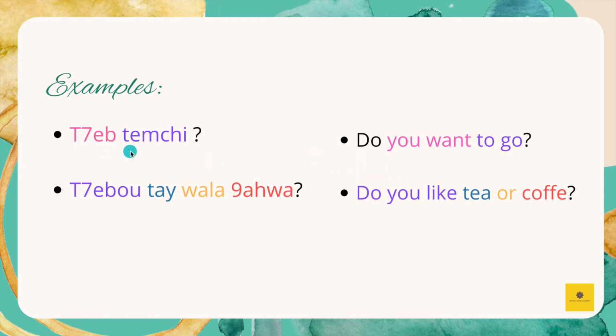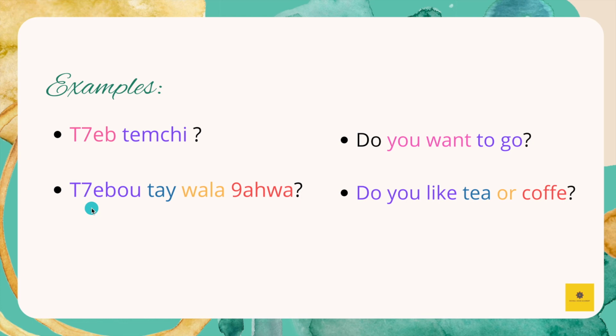The structure of this kind of sentence, where we have two verbs: in French or in English, the second verb is in the infinitive, while in Arabic or in Tunisian, we conjugate both in the same tense. So for the present, تحب تمشي, do you want to go? We will conjugate both the first verb and the second verb in the present tense.